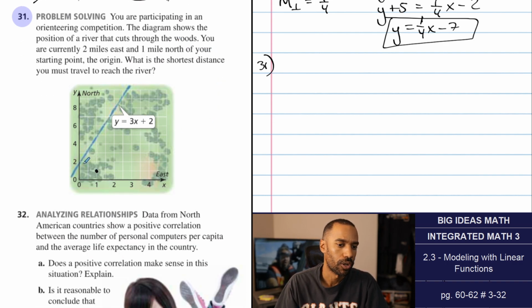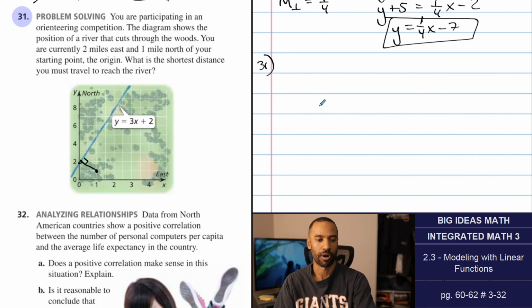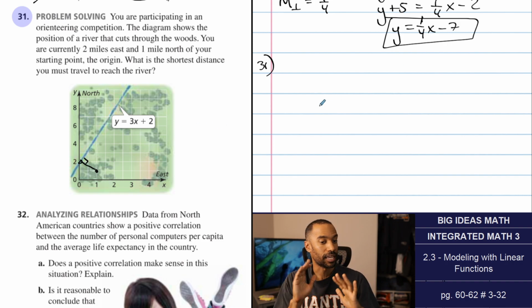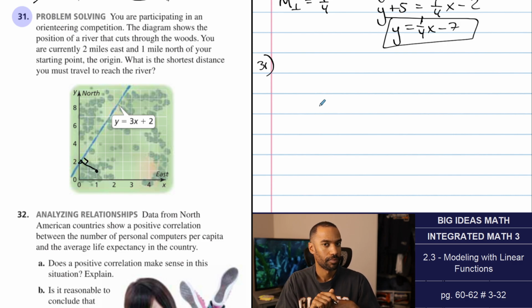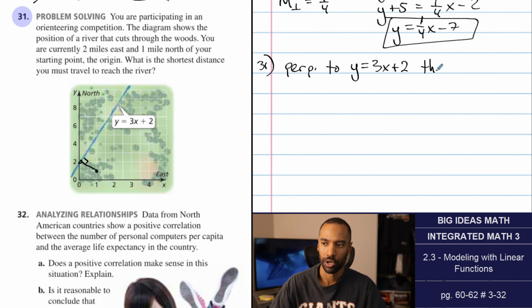Okay, so the closest distance from a point to a line is the perpendicular distance. So I want to find the one that goes perpendicularly to it right there. They ask what's the shortest distance? So I've got to come up with the equation of the line that passes through this point perpendicularly. Perpendicular to y equals 3x plus 2 through the point (2, 1).